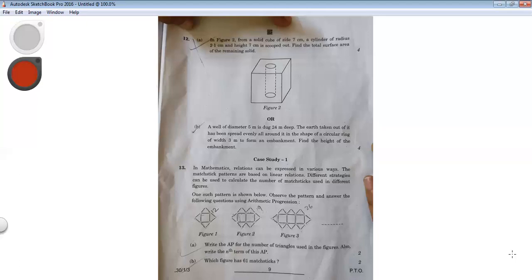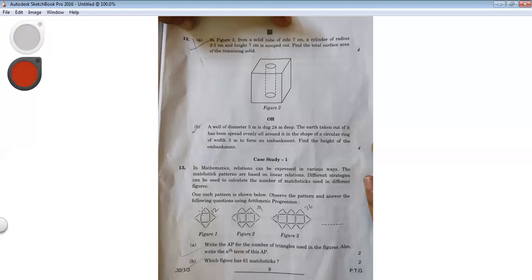Okay, so one such pattern is shown below. Observe the pattern and answer the following. Can you see the number? What's happening here? Write the AP for the number of triangles used in the figure. Also write the nth term of this AP.